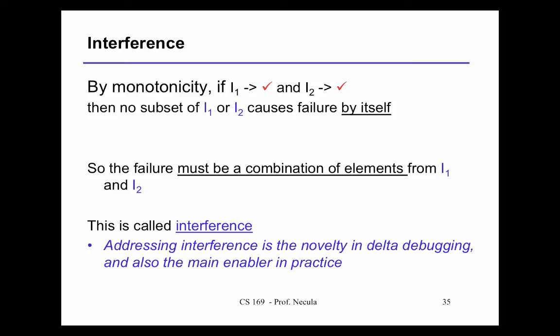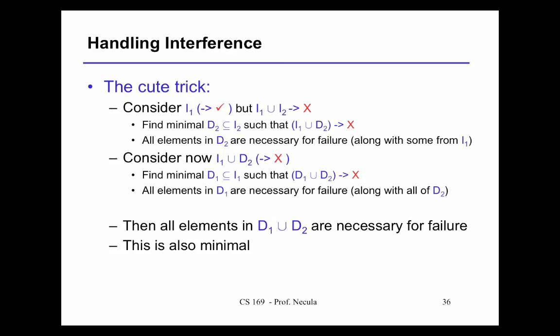This is called interference. And really, the way in which delta debugging differs from binary search is in dealing with interference. They have a very cute trick or algorithm there. Bear with me here, because if you get this, then you get essentially the second half of delta debugging. So consider that I1, the first half, succeeds, but the whole set, I1 plus I2, fails.